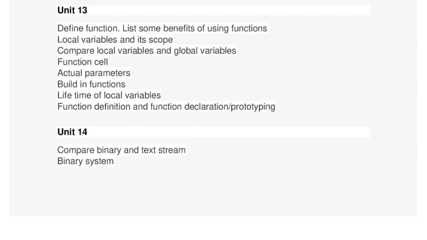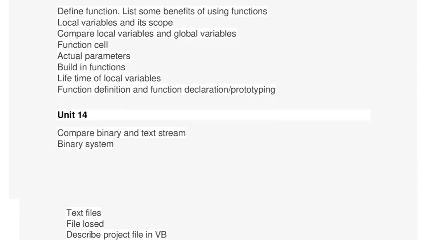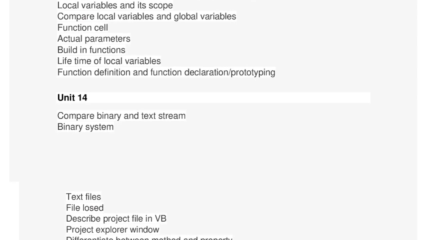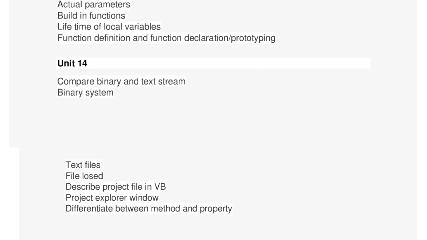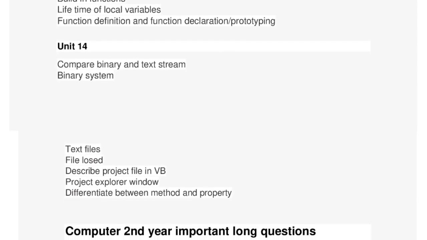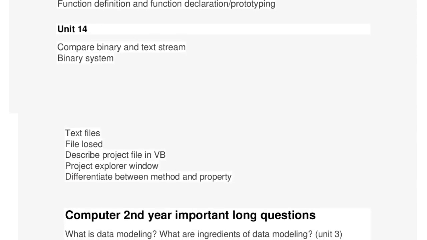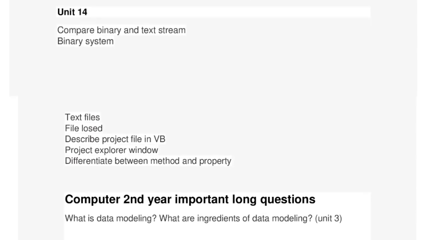Prototyping. Unit 14. Compare binary and text stream. Binary files. Text files. File lost. Describe project file in VB. Project Explorer window. Differentiate between method and property.